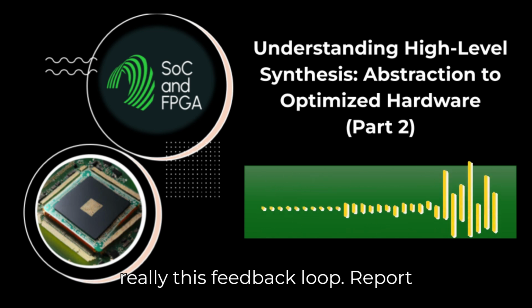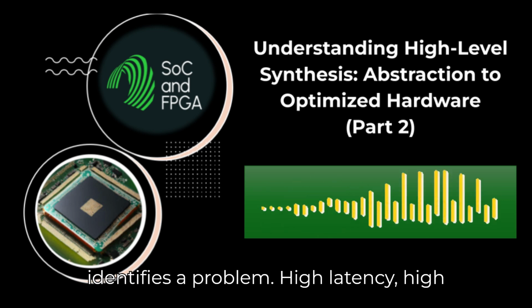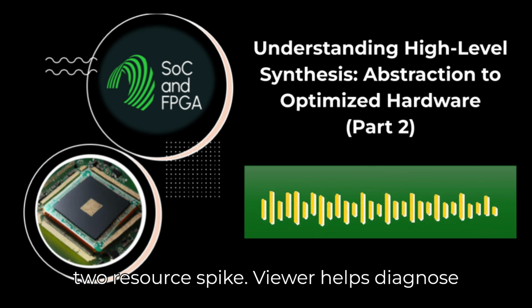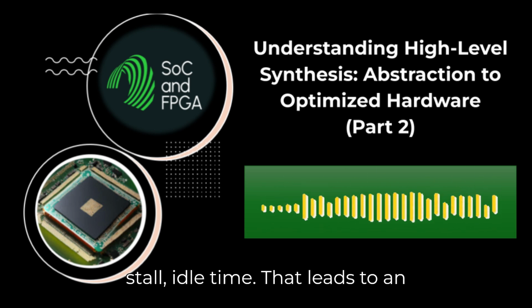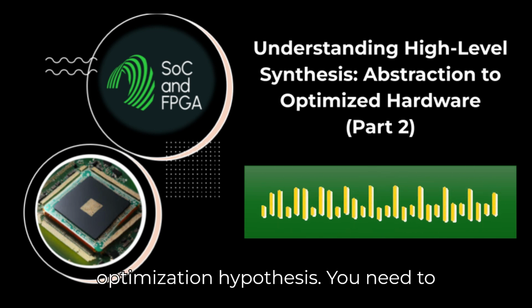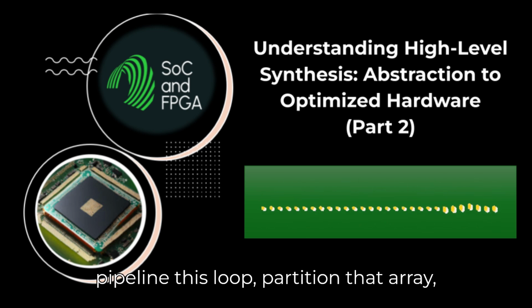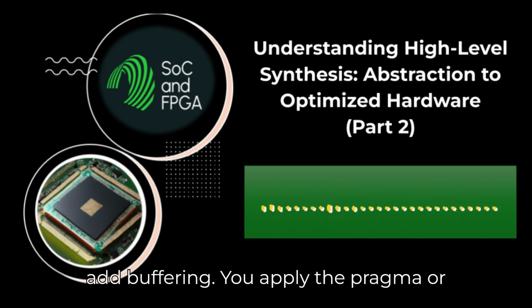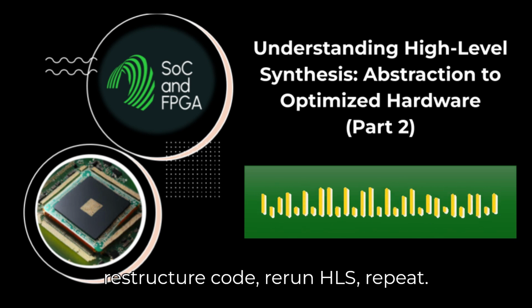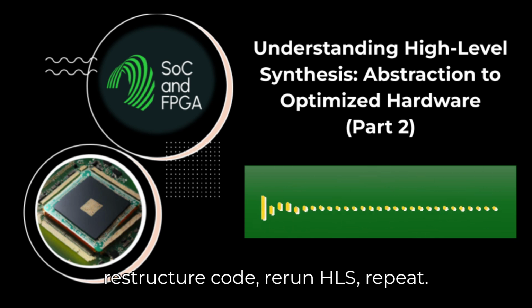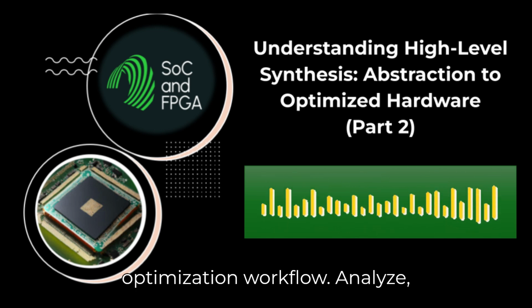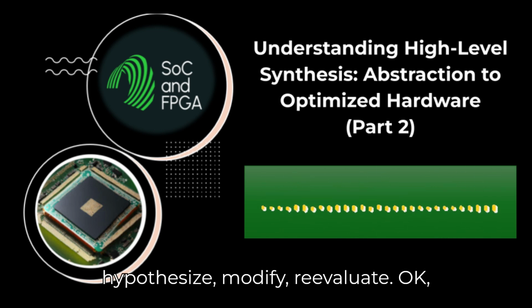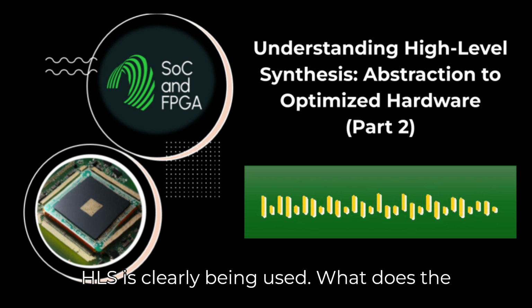So it's really this feedback loop. Report identifies a problem: high latency, high II, resource spike. Viewer helps diagnose the root cause: critical path, FIFO stall, idle time. That leads to an optimization hypothesis. You need to pipeline this loop, partition that array, add buffering. You apply the pragma or restructure code, rerun HLS, repeat. That is precisely the iterative HLS optimization workflow. Analyze, hypothesize, modify, reevaluate.